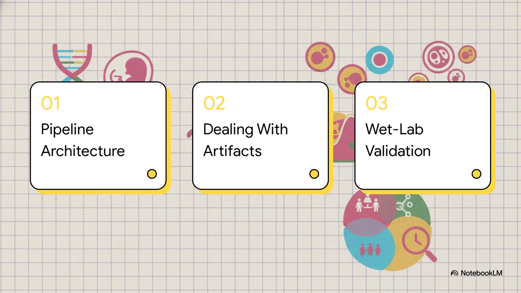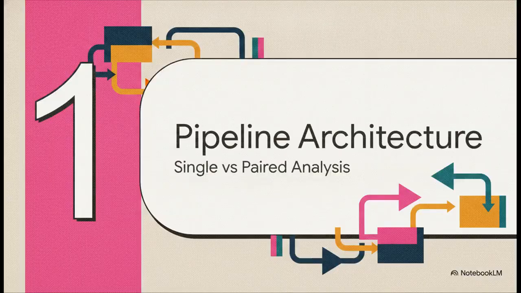So, here is our roadmap for today's explainer. First, we'll cover pipeline architecture differences, then dealing with data artifacts, and finally, we'll wrap up with wet lab validation strategies. Okay, let's kick things off with Section 1, Pipeline Architecture Differences.